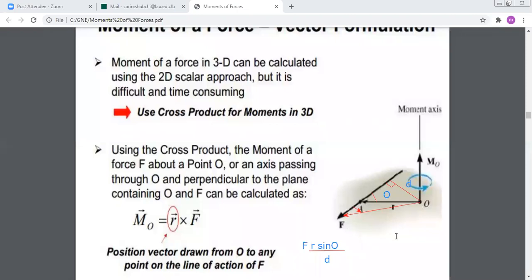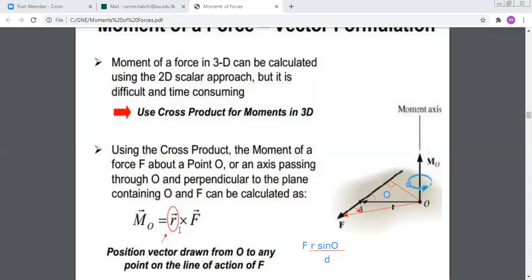So try to do it now. If you put your 4 fingers of the right hand along r, except your thumb, and you curl your right hand towards f, your thumb will point in the upward direction. So you can say that r vectorial f will give me a vector that is perpendicular to the plane of r and f, and that is in the upward direction, which verifies the moment direction, because the moment is found from the right hand rule, and the vectorial product is given also in direction by the right hand rule.